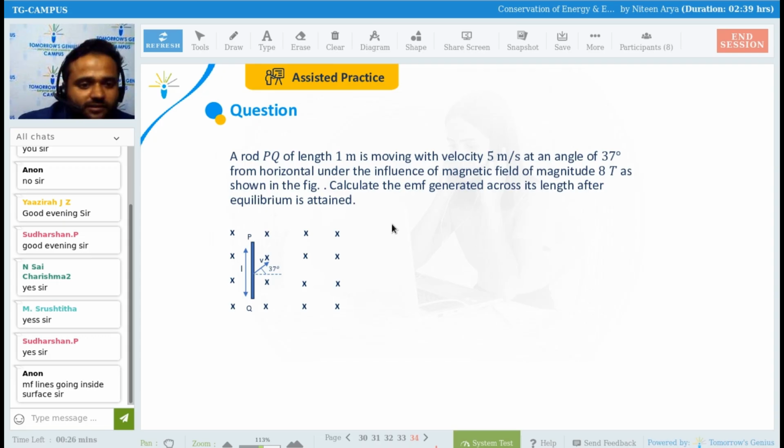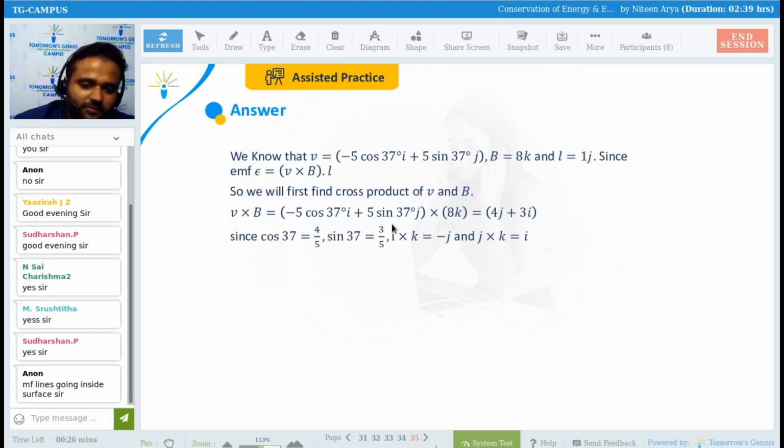Okay. See what is written over here? A rod PQ of length 1 meter is moving with velocity at an angle from horizontal under the influence of a magnetic field. Calculate the EMF generated across the length after the equilibrium state. Now, beta, the equilibrium state is very easy. L sine theta you need to apply. As simple as that. That is the equilibrium state.